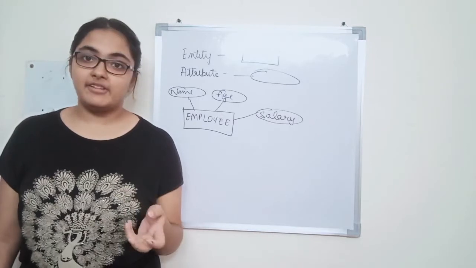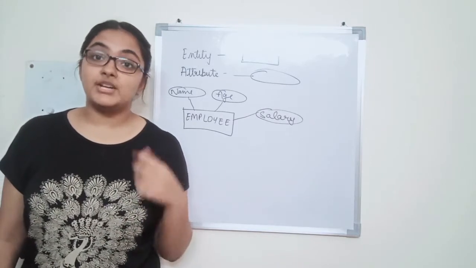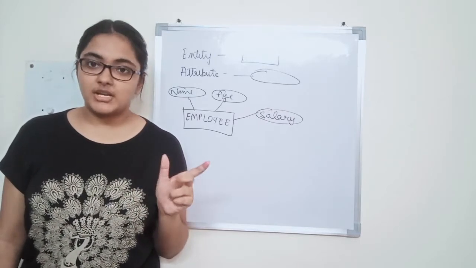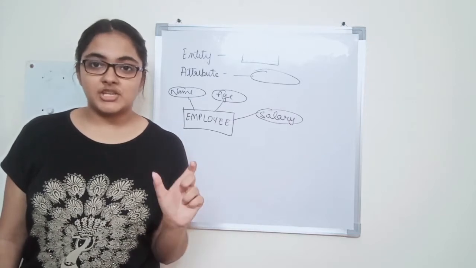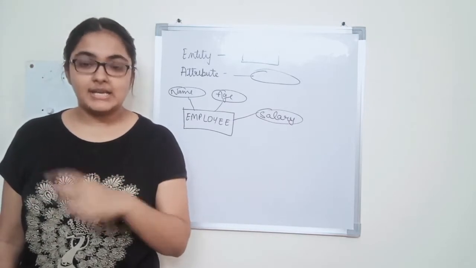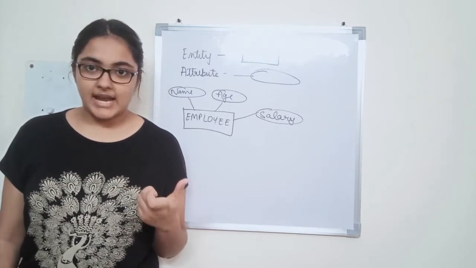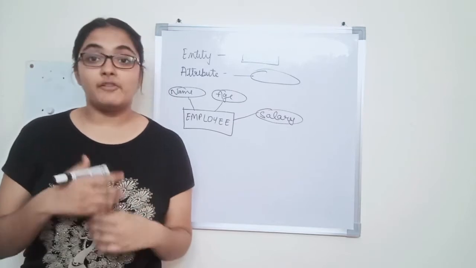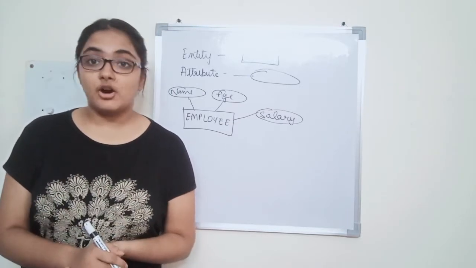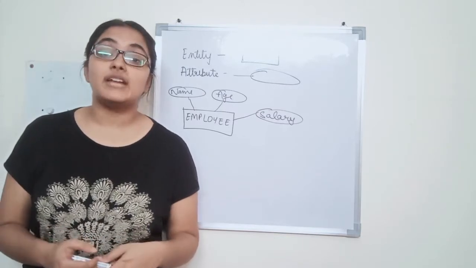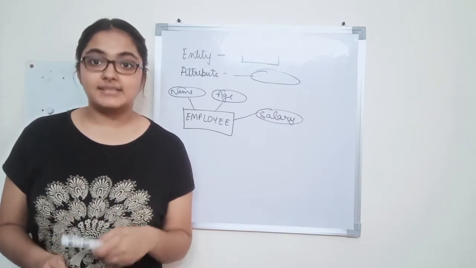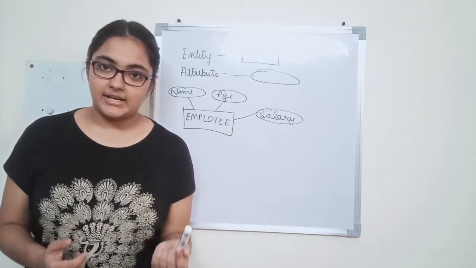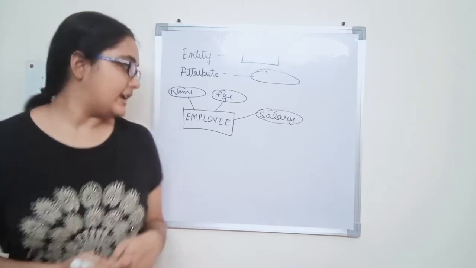Or let us say if we have a student entity, then the student roll number has to be unique, or let us say student admission number has to be unique. So using the admission number we can identify each student uniquely. So admission number is called a key attribute. An entity can have one key attribute or more than one key attribute, or it may not have any key attribute. If an entity does not have any key attribute, then it is called a weak entity. And if an entity has a key attribute, then it is called a strong entity or regular entity. Let me write it.